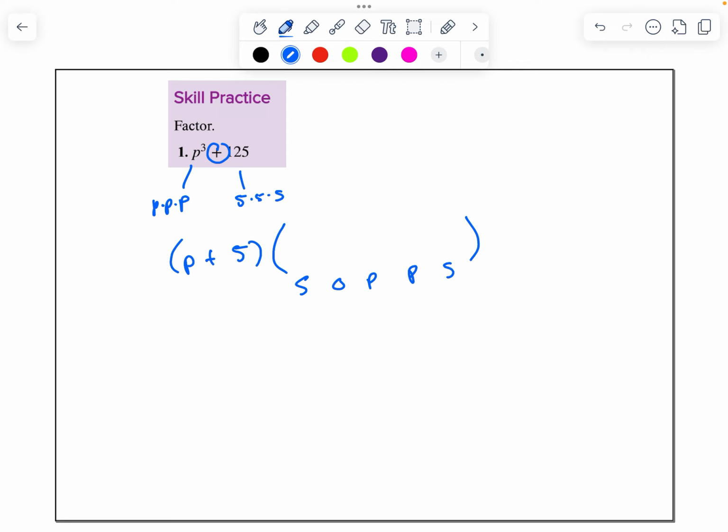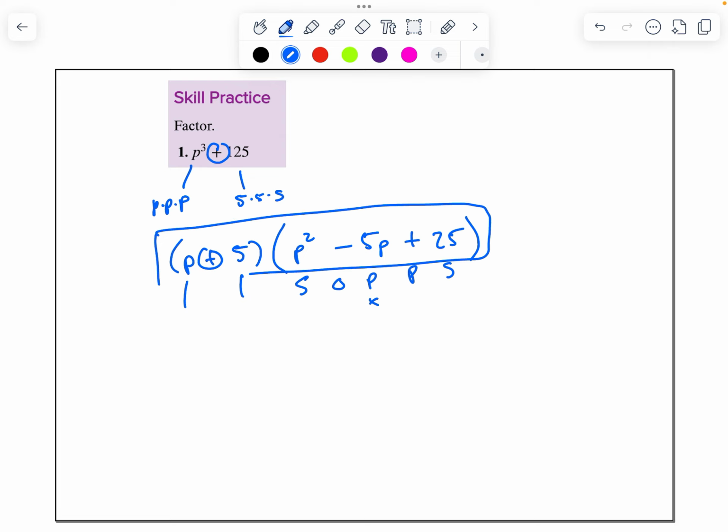S-O-P-P-S. Start with the easy stuff, plus, opposite sign. If I square the first one, if I multiply, product is multiply, p times 5. And then if I square the second one, 5 squared is 25. This is my factored polynomial. That is my answer there.